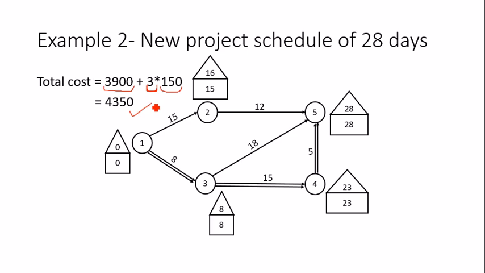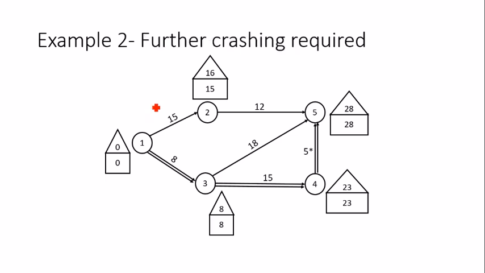The second part of the statement says determine the crash schedule. That means I have to continue this process until I reach a particular point where no further compression is allowed. So let's see how far we can go. We have to continue all these steps again and again. So repeat the steps. This is a new schedule. Compute the free floats. Further crashing is required.